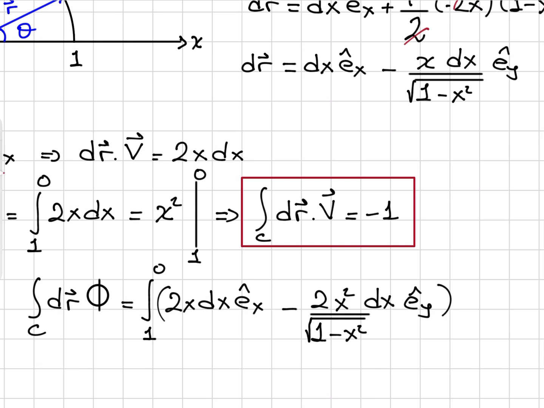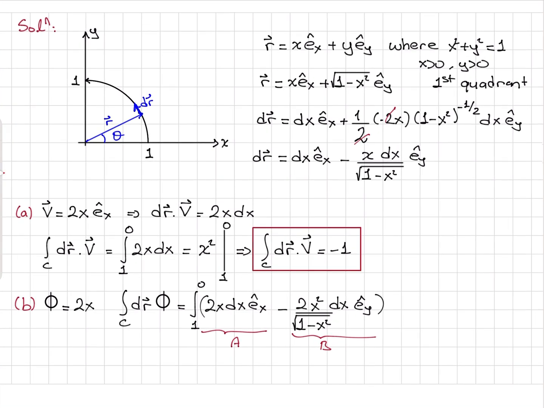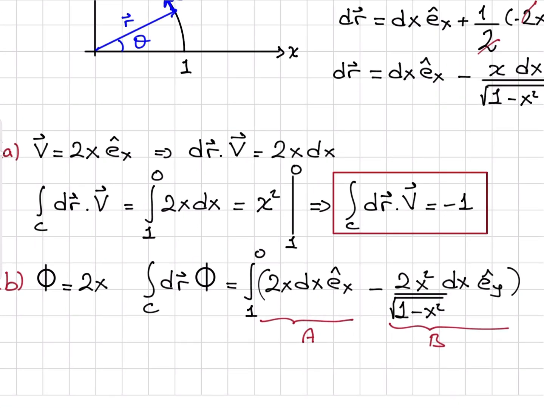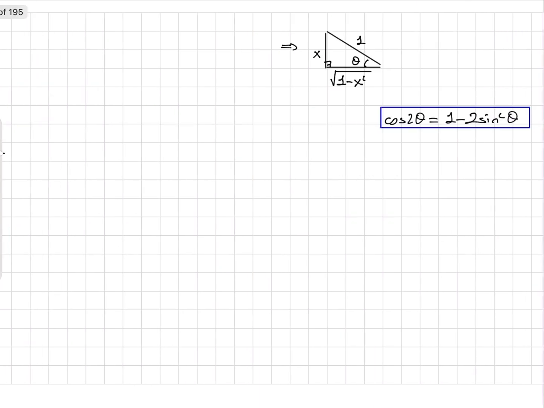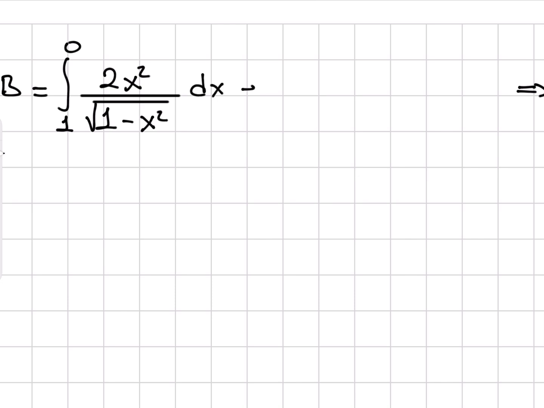All right, I'm going to call the answer to this integral a, and the answer to this integral b. So let's work on a first. A is simple. A is the integral from 1 to 0 of 2x dx ex hat, which is x squared ex hat, where x will change from 1 to 0. Therefore, the answer is minus ex hat. Now for b, let's see, b is equal to the integral from 1 to 0 of 2x squared divided by square root of 1 minus x squared dx in the ey hat direction.